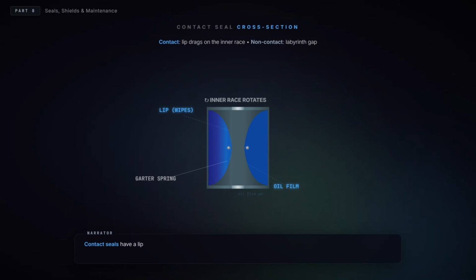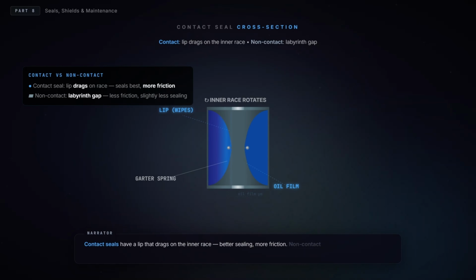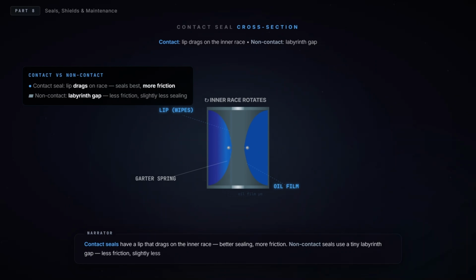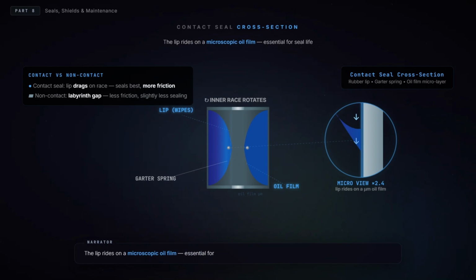Contact seals have a lip that drags on the inner race. Better sealing, more friction. Non-contact seals use a tiny labyrinth gap, less friction, slightly less sealing. The lip rides on a microscopic oil film, essential for seal life. Without it, the seal wears in minutes.